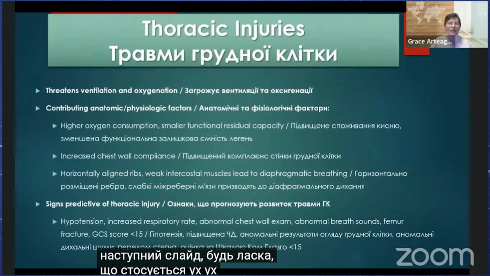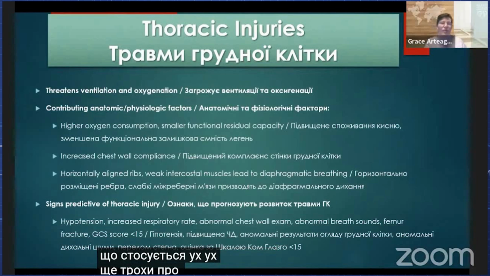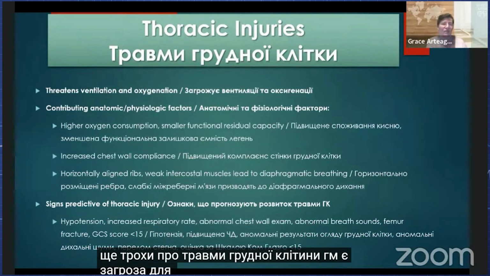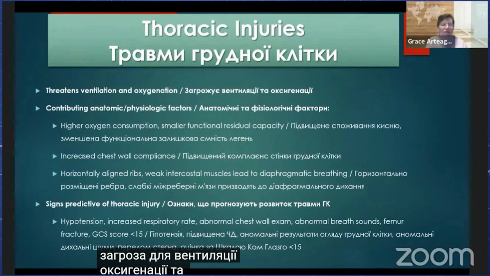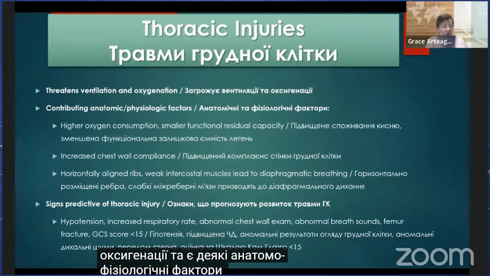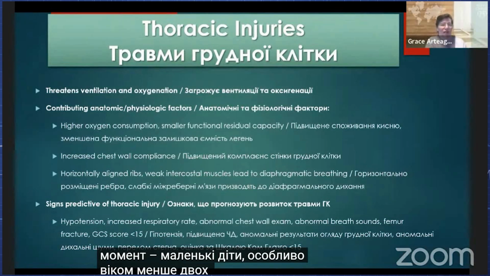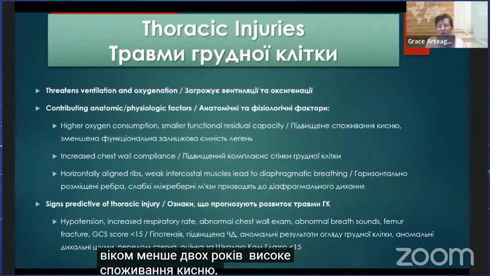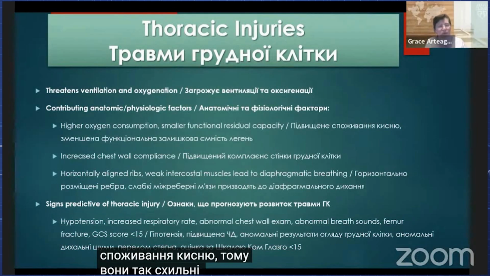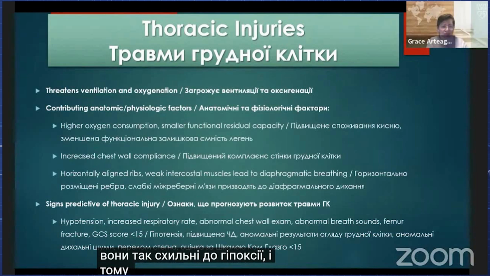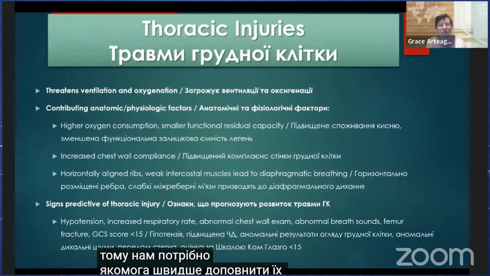As far as some more on thoracic injuries, they're a threat to ventilation and oxygenation, and there are some anatomic and physiological factors. One important point is little kids, particularly less than 2 years of age, have high oxygen consumption. That's why they're so predisposed to hypoxia, and that's why we need to supplement them with oxygen as soon as possible.